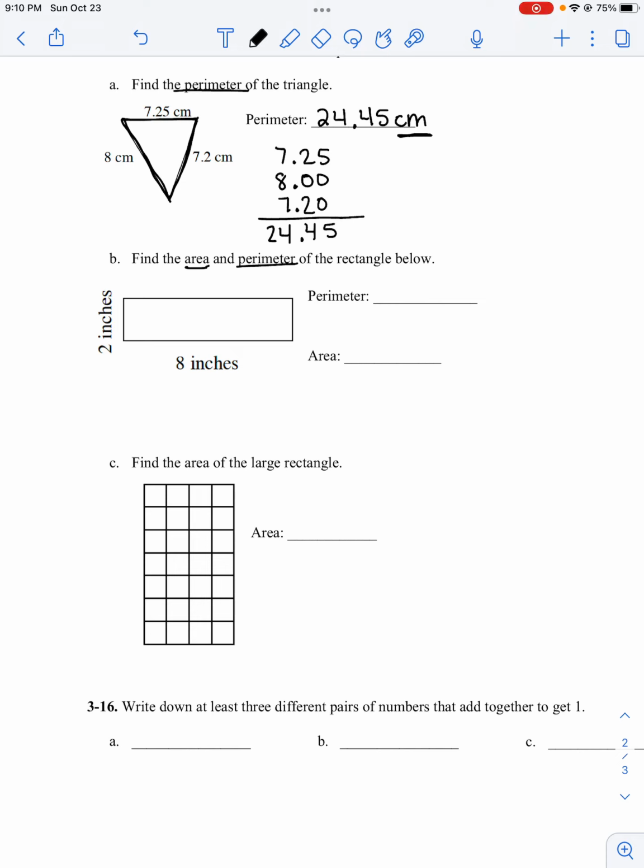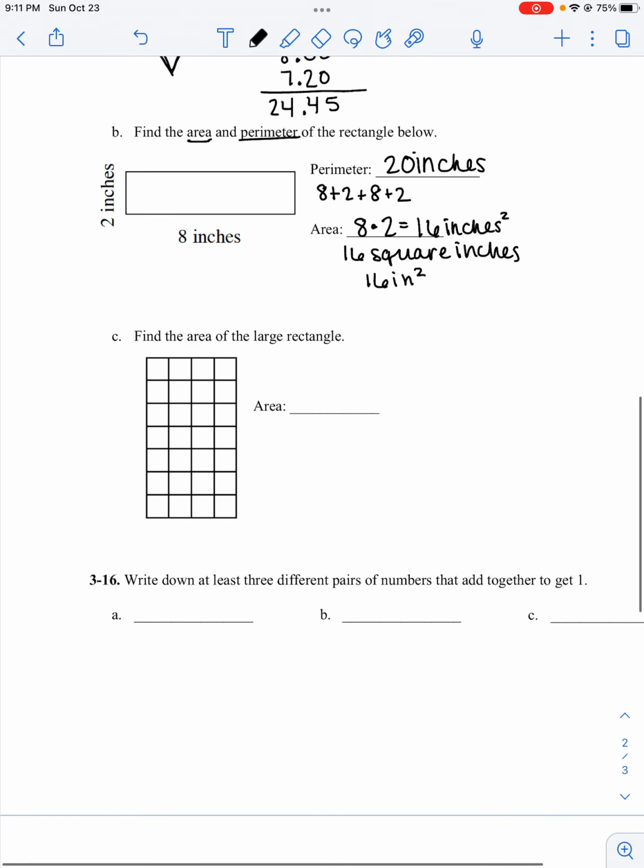Part B, I'm finding area and perimeter. Okay, so my perimeter, again, I'm adding. So 8 plus 2 plus 8 plus 2. That's 10 plus 10, which is 20 inches. My area, I multiply my length times my width, which is 16 inches squared. Do not forget to square your answer. I could also write it as 16 square inches, or like that.